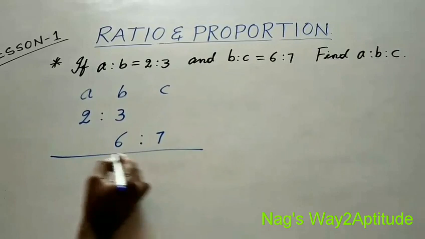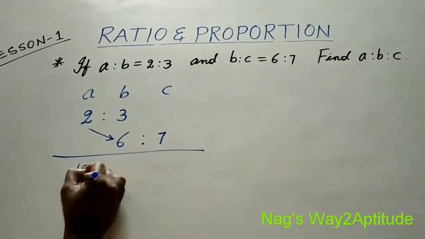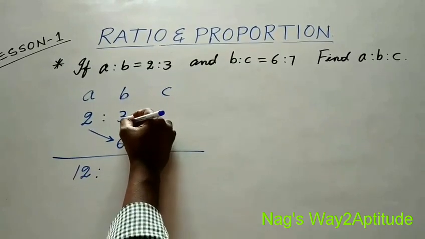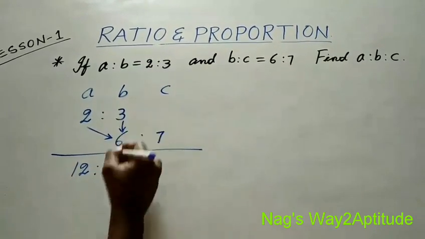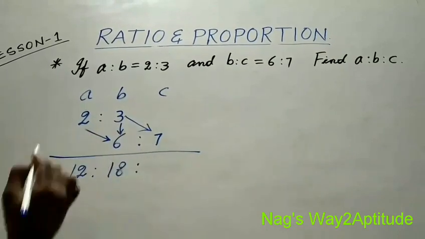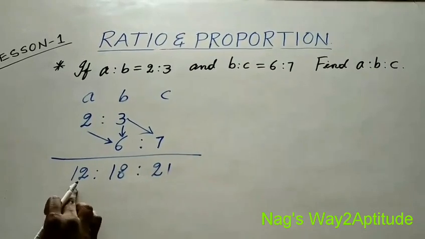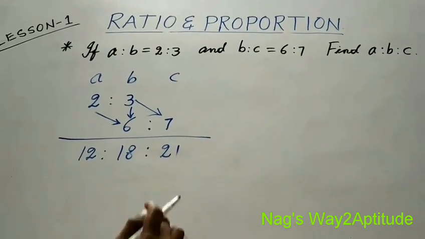So after writing like this, you just multiply these two terms. 6 2s are 12 is to multiply these two terms. 3 6s are 18, and finally multiply these two terms. 3 7s are 21, and you got the answer 12 is to 18 is to 21.